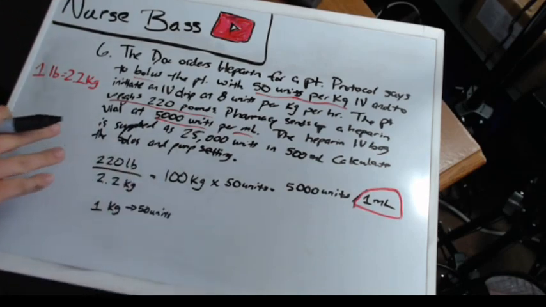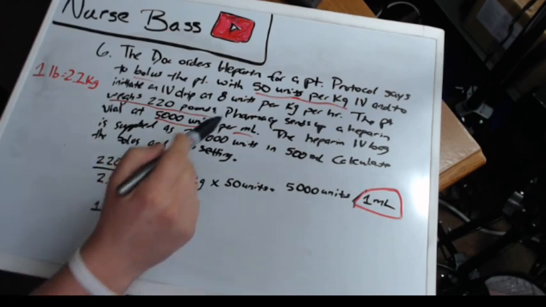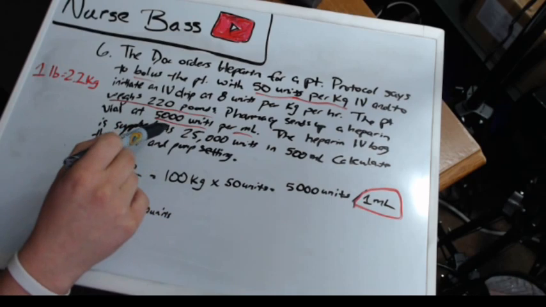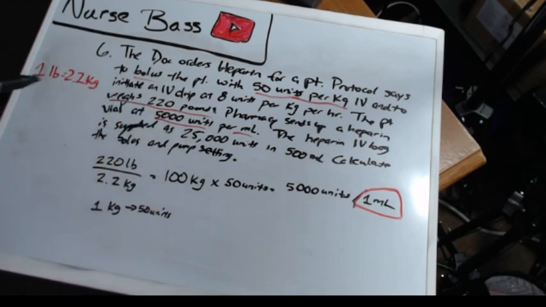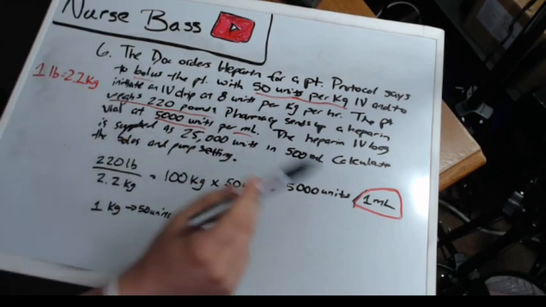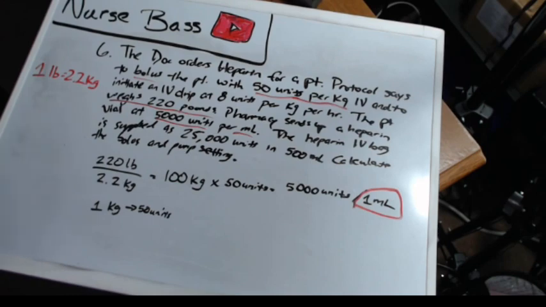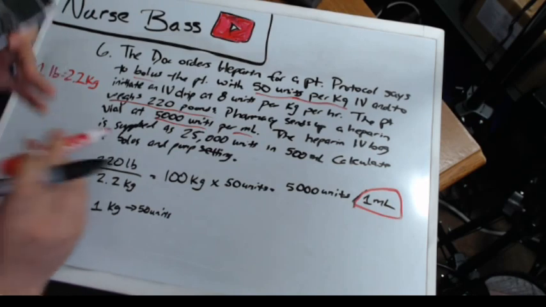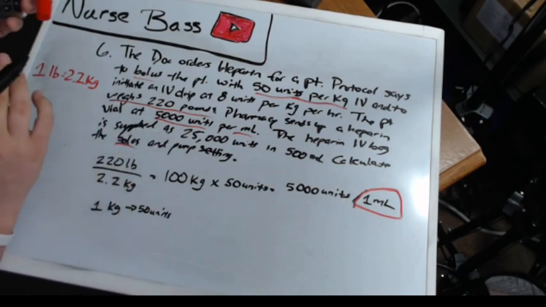We converted their pounds into kilograms because they are ordered 50 units per kilogram. So then we did the 50 units times their weight in kilograms to give us the total amount of units. And we know that the pharmacy supplies us with 5,000 units per mil. Since they need to get 5,000 units, they're going to get the whole milliliter. That's the bolus. So now that you've knocked out the first part of the question, you now move on to the second. That's how you approach these. So let's move on to the second.